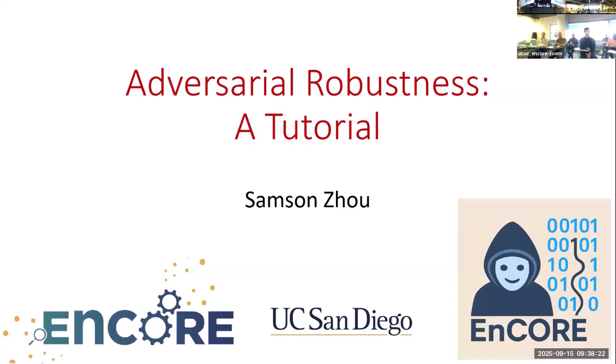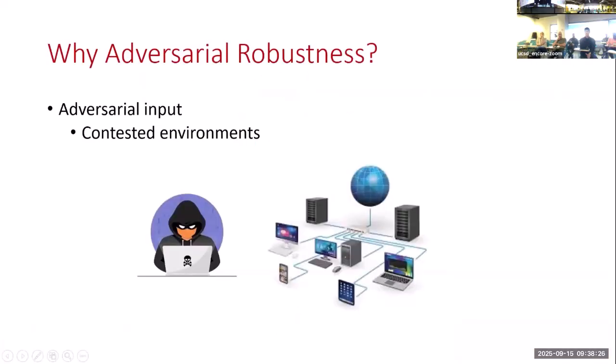Okay, so why adversarial robustness? Why should we have a whole workshop on this? Well, the most common example is that you have some complex environment. Maybe you have a network and you have a hacker. And so sometimes you have an actual adversary who's trying to cause harm.